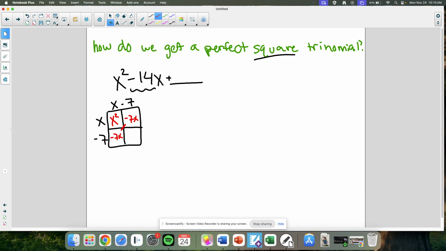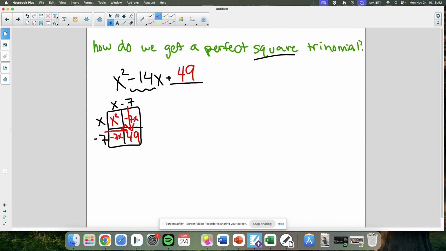Now completing the square, this is the magic part. If I complete my square, what's negative 7 times negative 7? 7 times 7? 49. Which means if I put a 49 at the end, this should now be really nicely factorable because all I did was I completed my square.